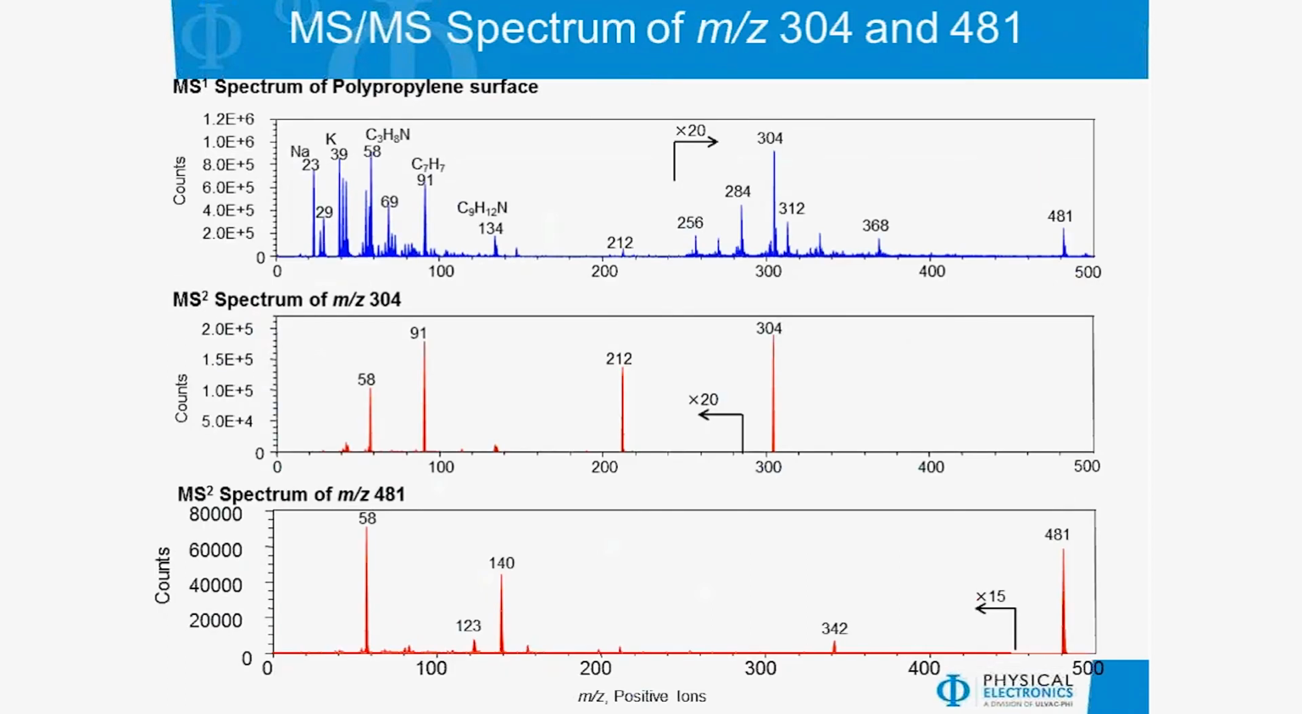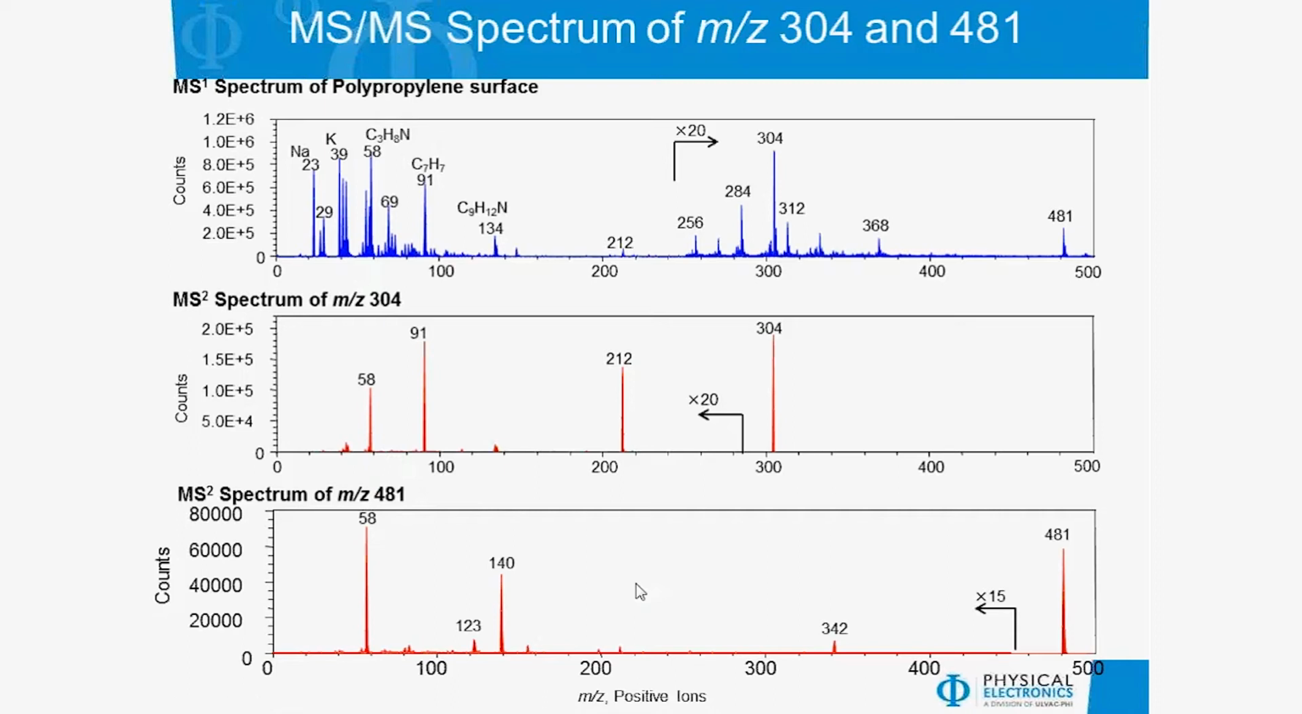So by adding MS-MS, our job has become considerably easier. So here you see the MS-MS spectrum of the molecular ion at 304 and the molecular ion at 481. And the MS-MS spectra are much simpler than the TOF-SIMS spectra. And we can see that some of the fragments are in common between these two molecules, but some are unique.